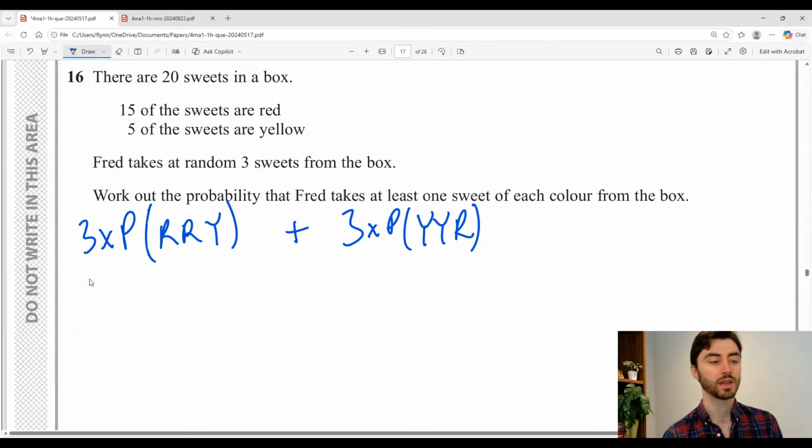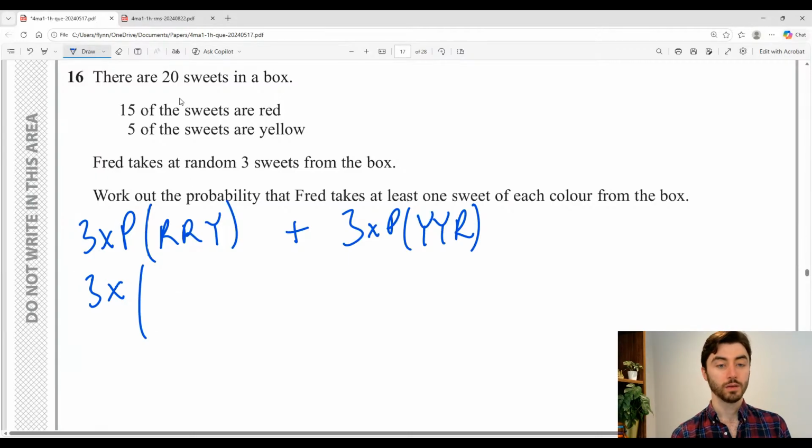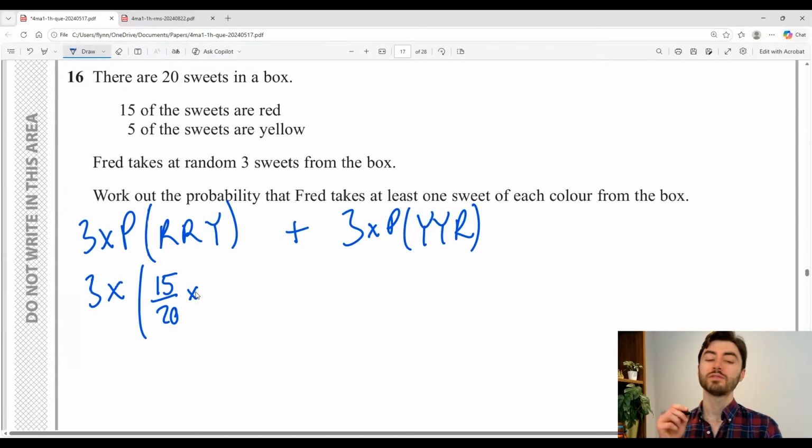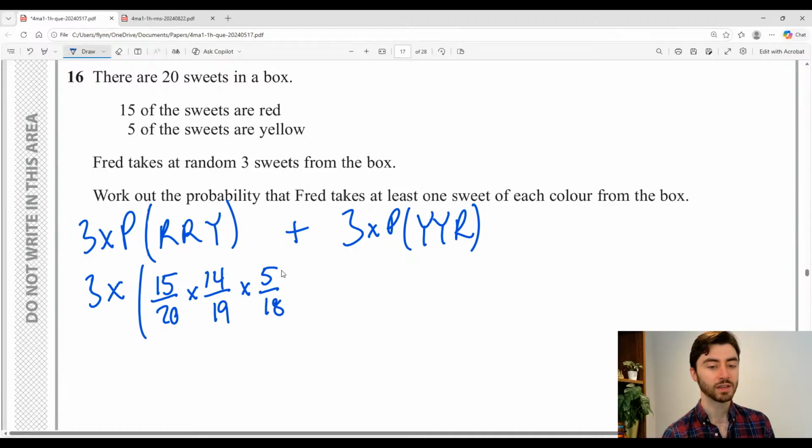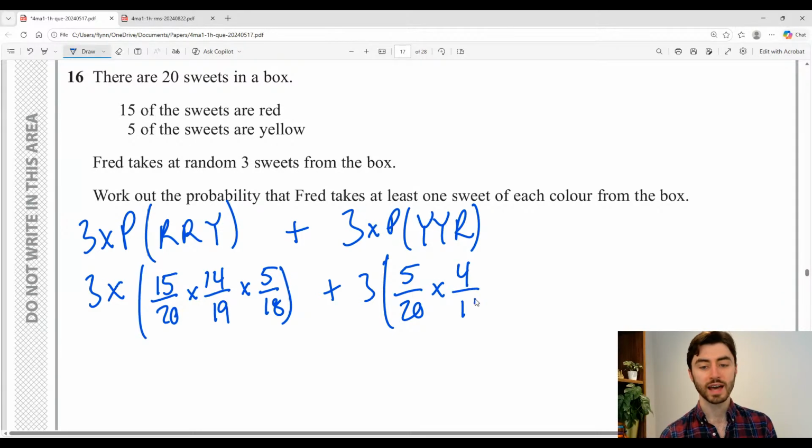And I'll show you this first. So that would be 3 times: red would be 15 out of the 20 available. Once I've taken a red out, there's only 14 reds left out of 19 sweets total. Once I've done that, there are still 5 yellows left out of the 18 remaining sweets. To that, you would add 3 lots of 5 yellows out of 20 total, then 4 yellows left out of 19 total, then 15 reds left out of a total of 18.